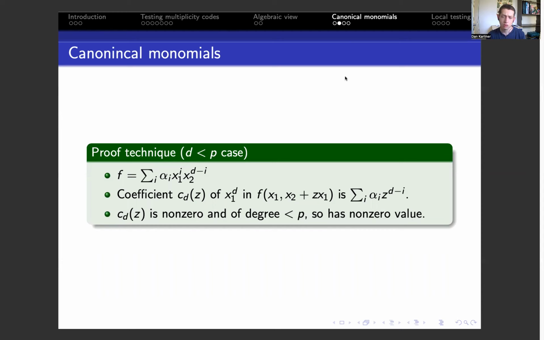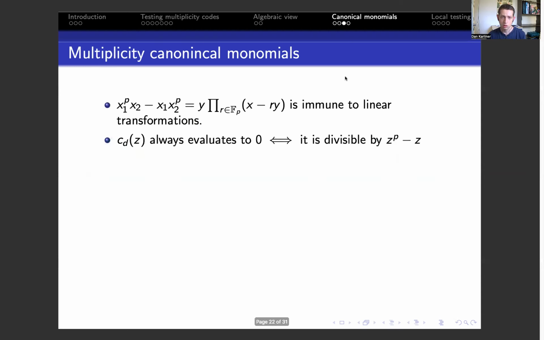Now, this can be generalized to the d greater than or equal to p case as well. It's not very different. So what happens when we try and do the same thing in the multiplicity case? Well, if we look at this polynomial x1 to the p, x2 minus x1 to the x1, x2 to the p, this polynomial is immune to linear transformations.